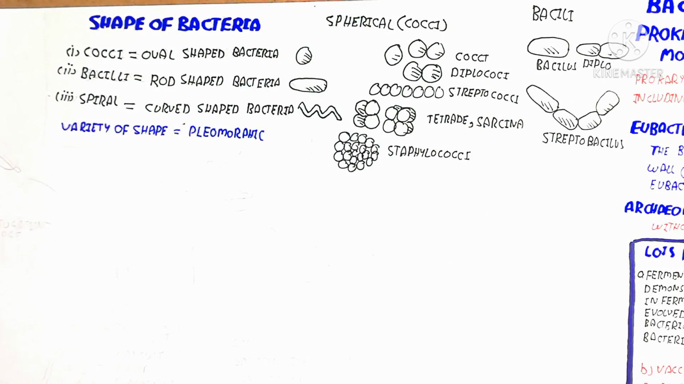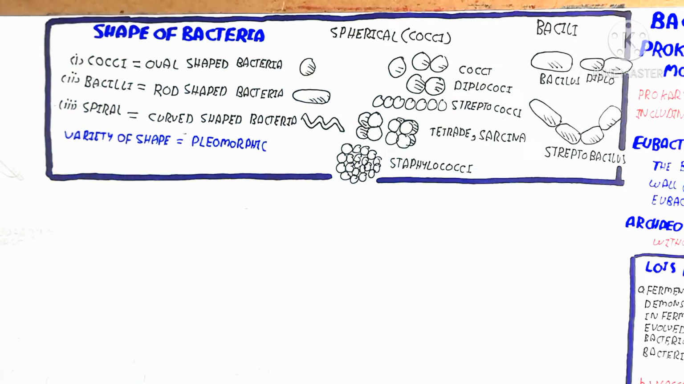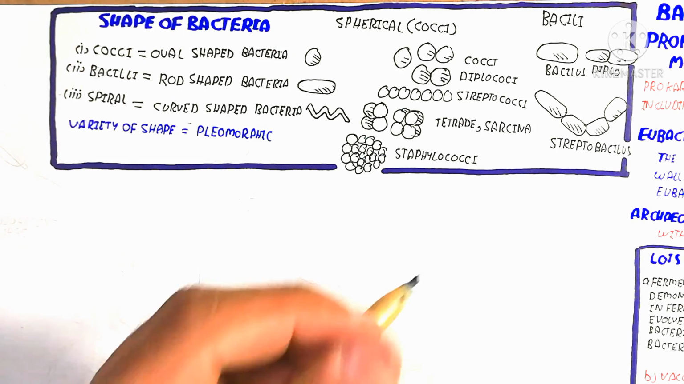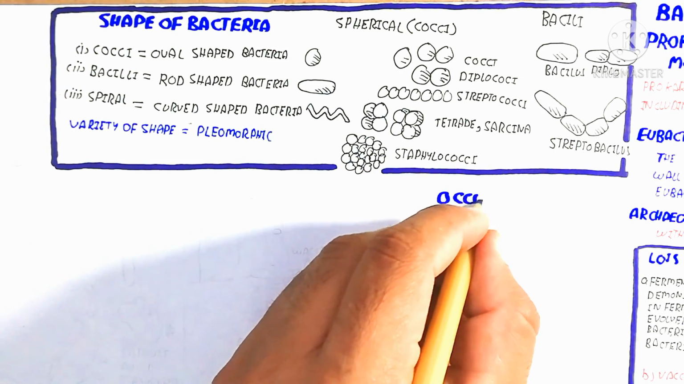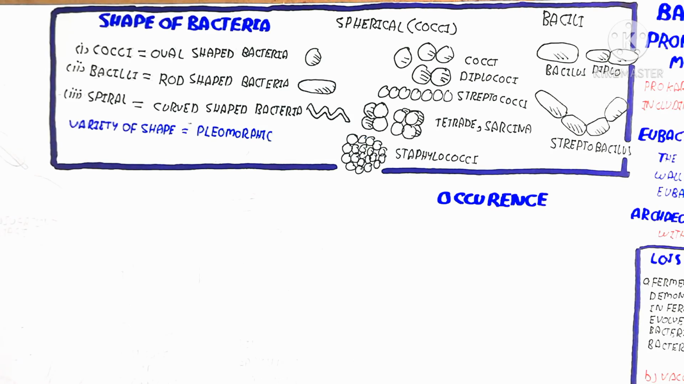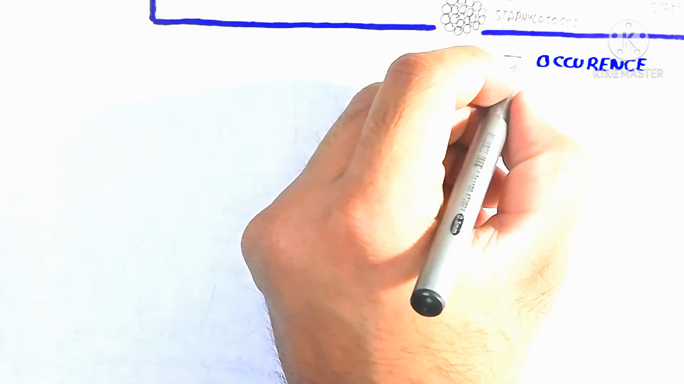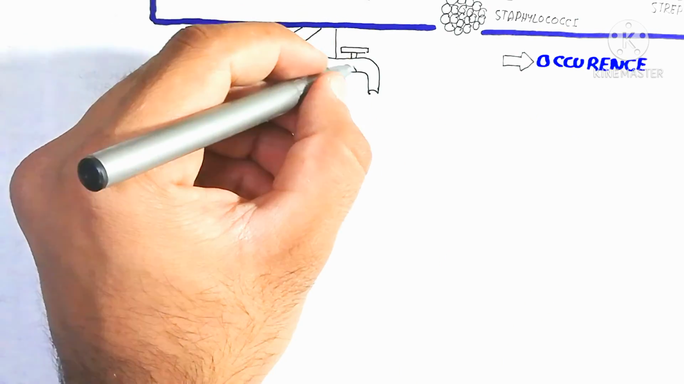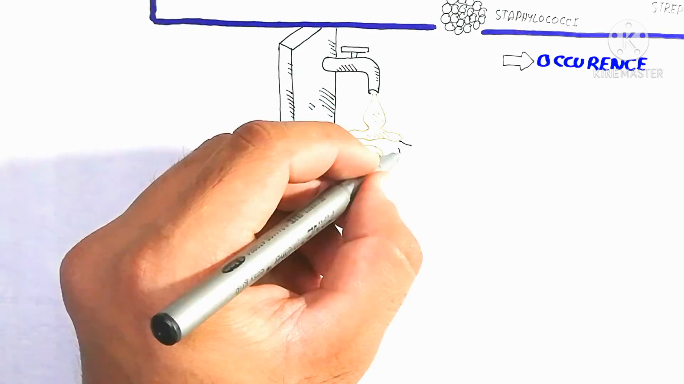blue-green algae is the major example of it, and blue-green algae looks like that. Here we will also discuss the occurrence, where the bacteria are present. Today bacteria are present everywhere, but the variety of bacteria can be different.